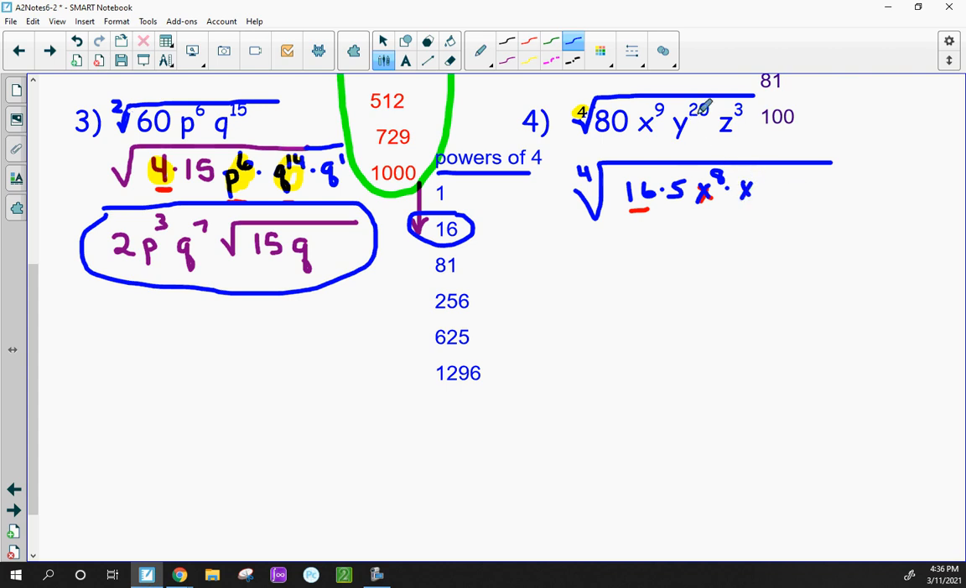Then our eyes are focused on y to the 20th. 20 divided by 4 actually does work. So remember, for now, we're not ready to simplify. We're just getting things ready. You're just going to recopy it.